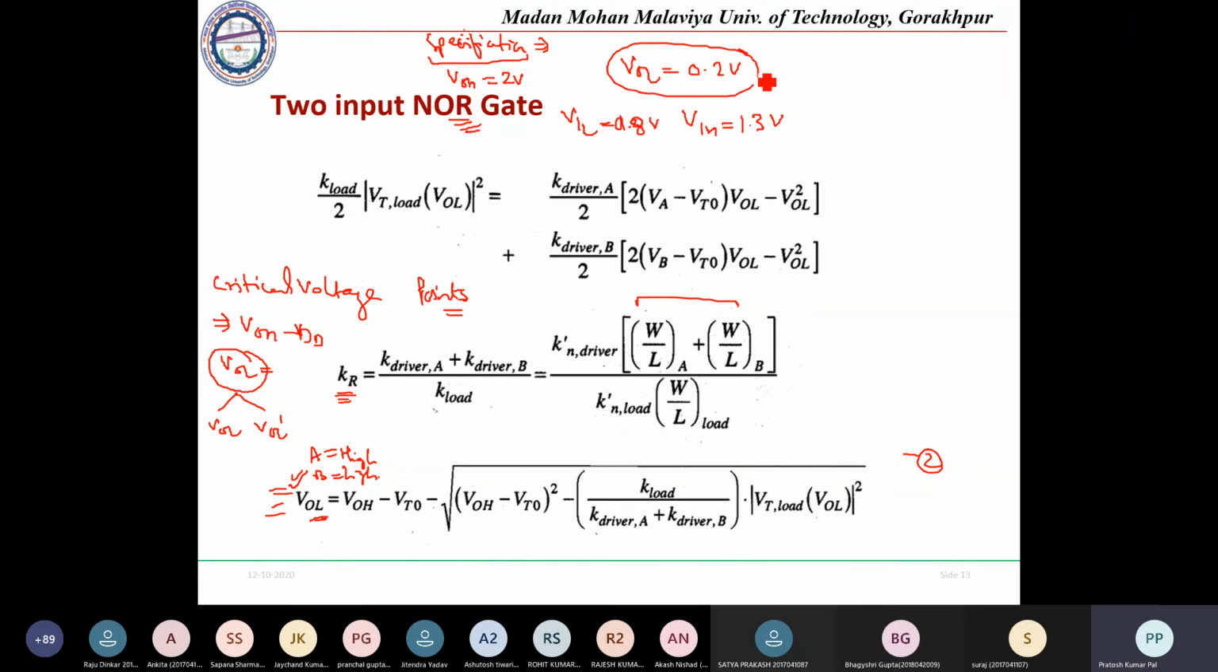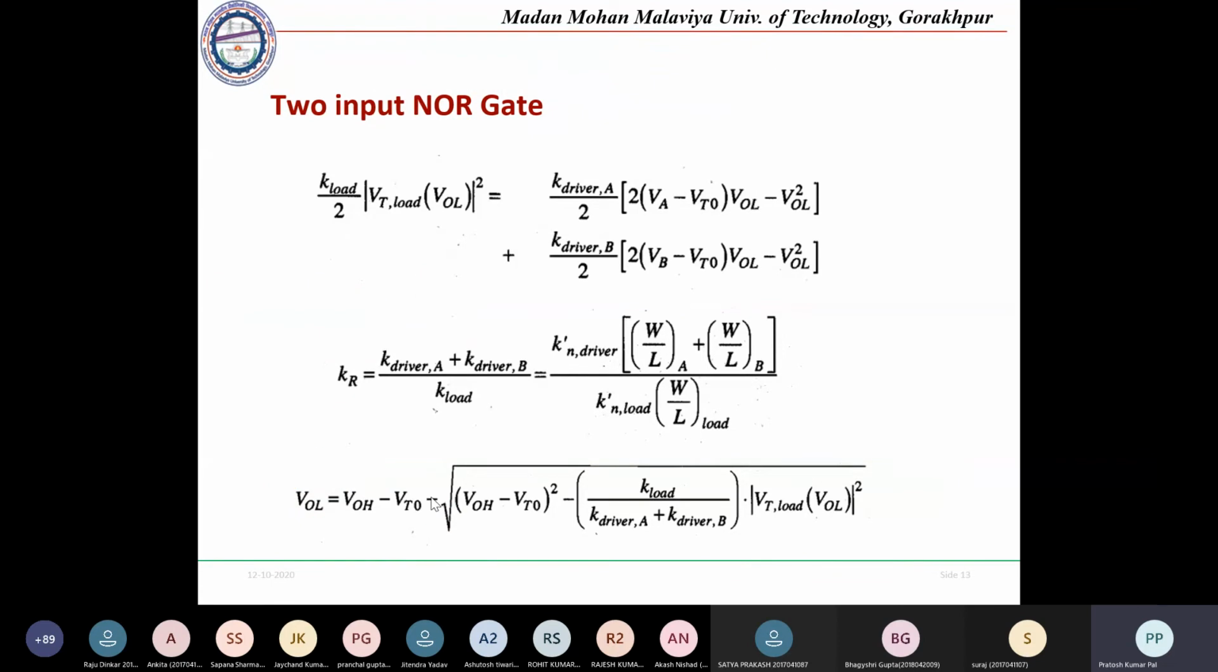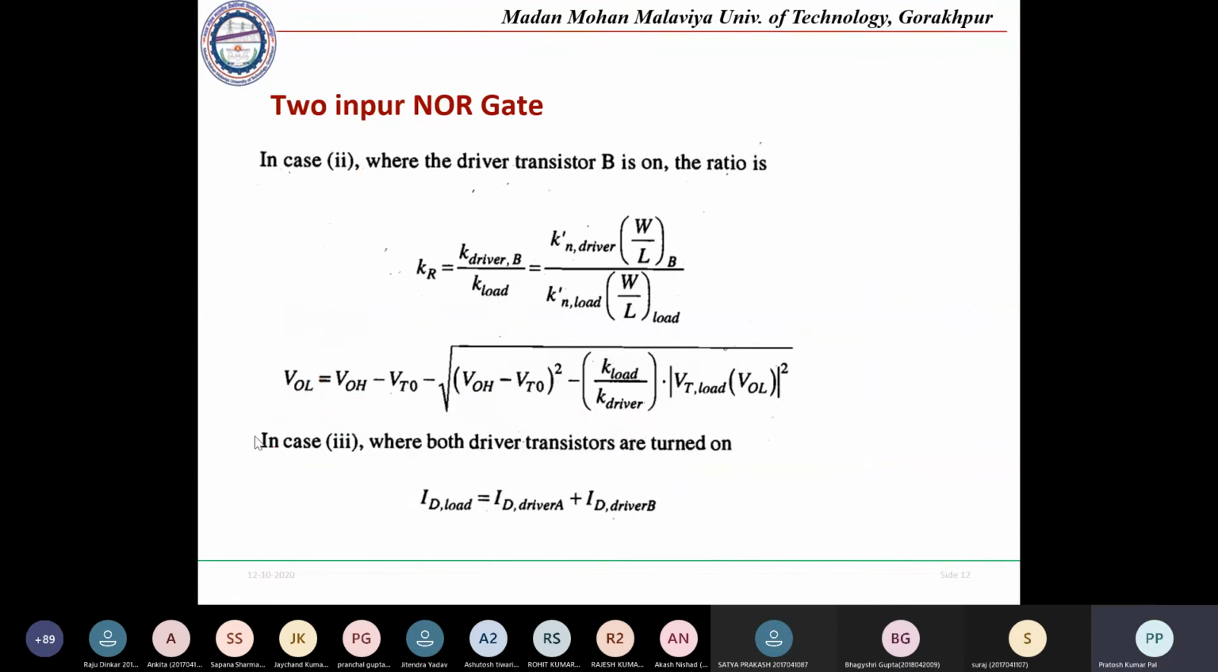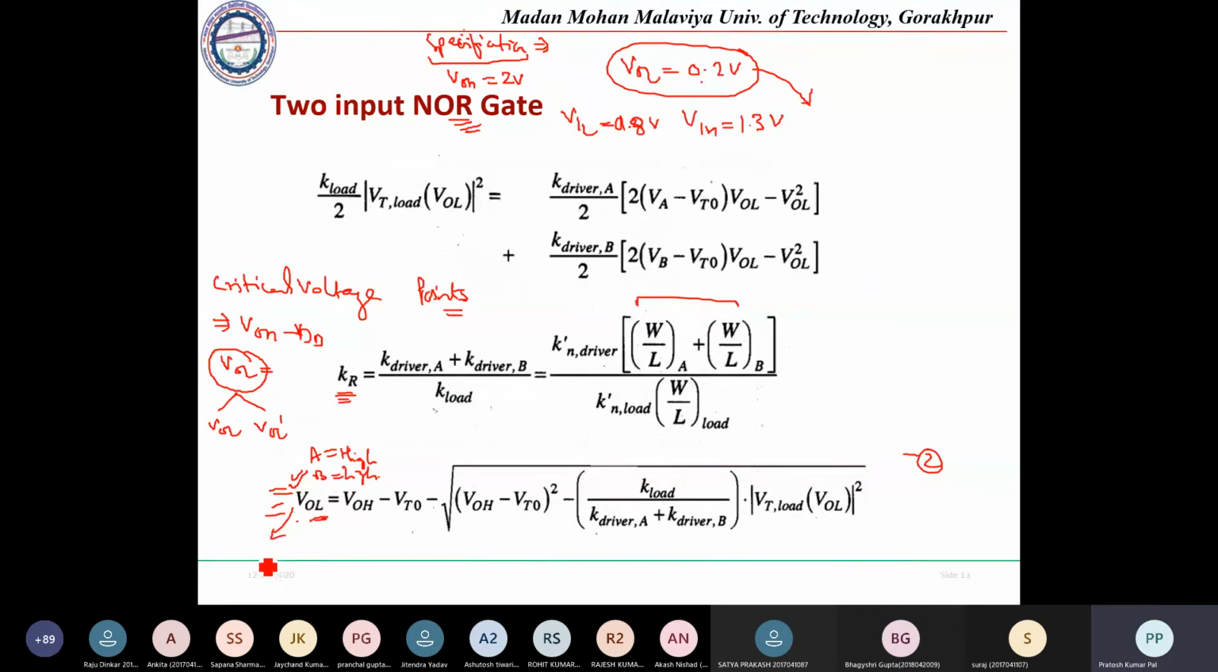to find out the VOL value. For that, we know the VOL value has two different equations to design. This one is equation 2. By using equation 2 we can design, and by using equation 1 we can also find out the VOL value. But the VOL value that we find by using equation 1 will be the higher value, and the other one will be the lower value.